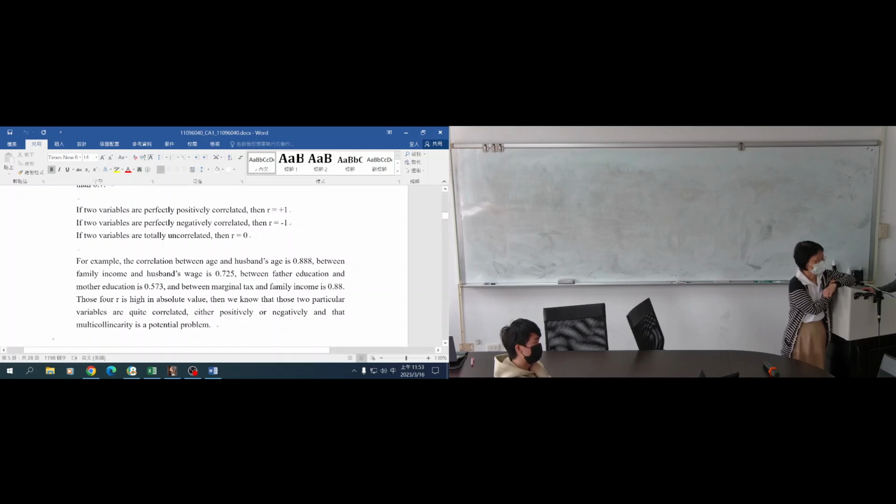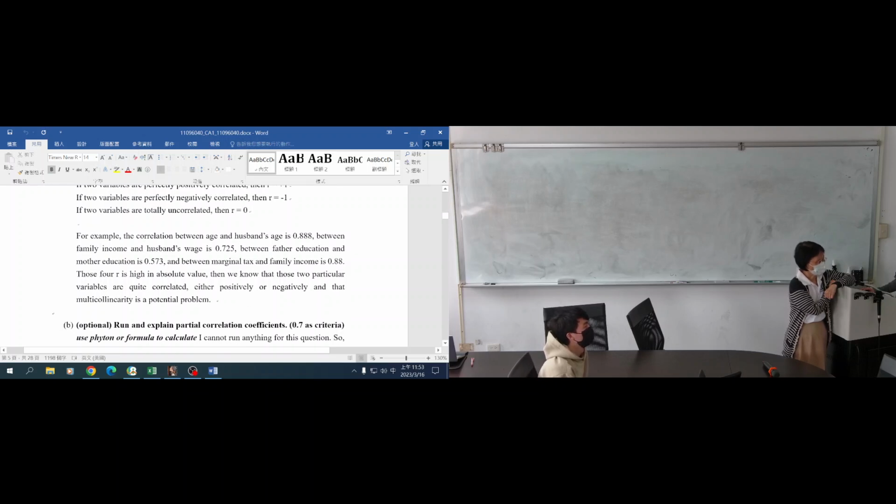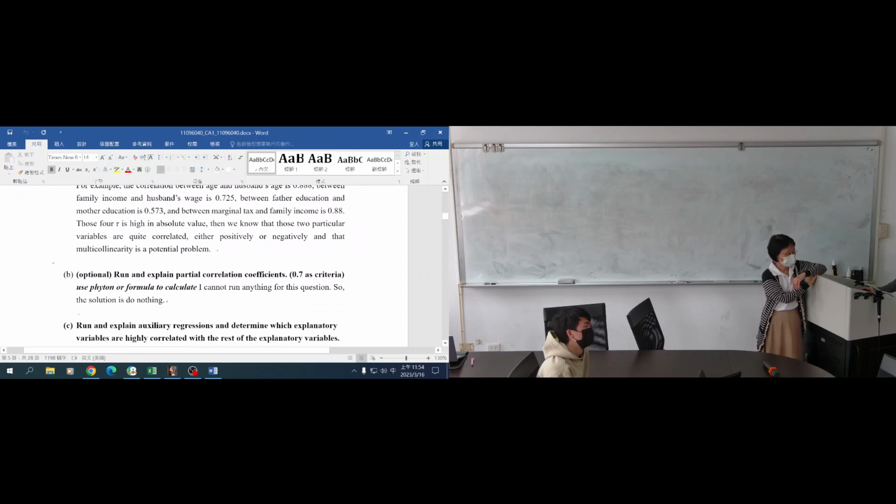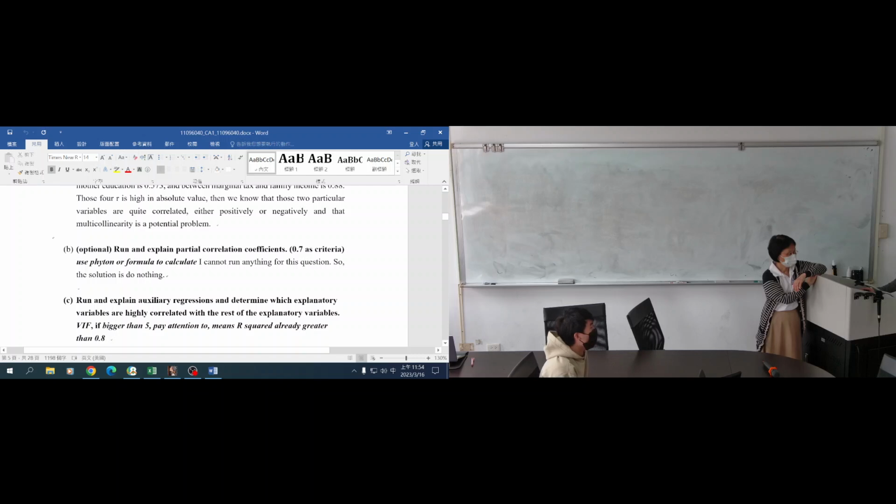0.888. Between family income and husband wage it is 0.725, father education and mother education is 0.573, and between marginal tax and family income is 0.88. These 4 are high in absolute value. Then we know that these two particular variables are quite correlated with each other, either positive or negative. So I will skip the partial correlations.